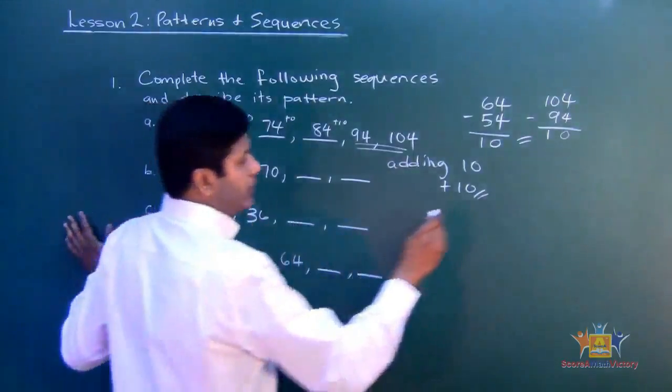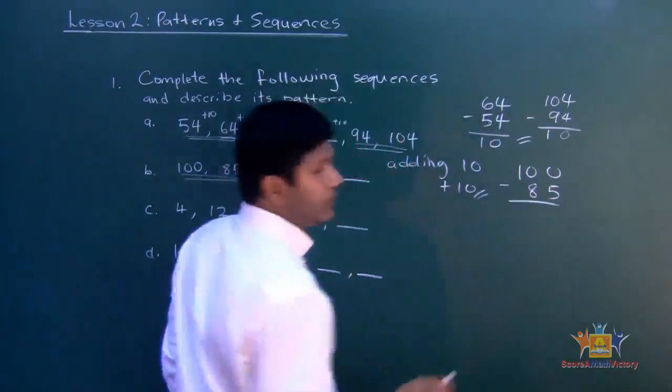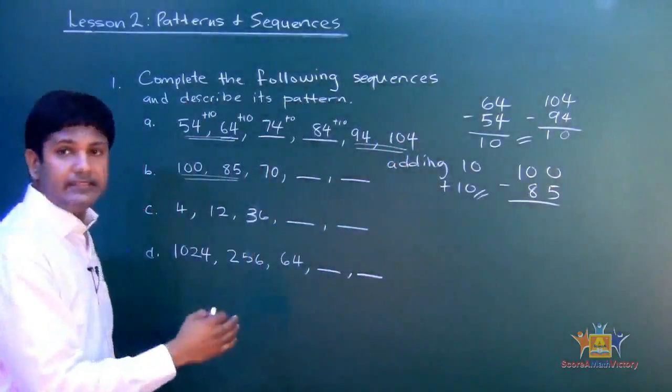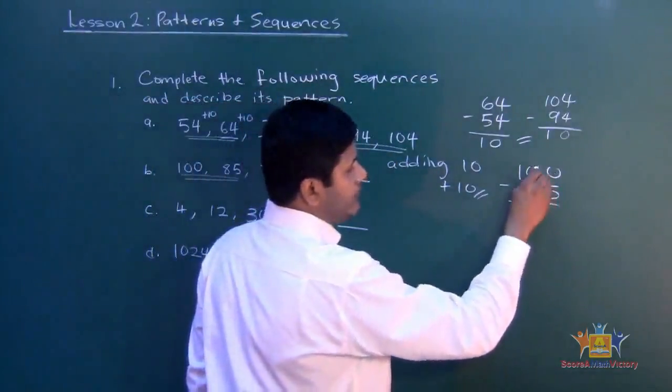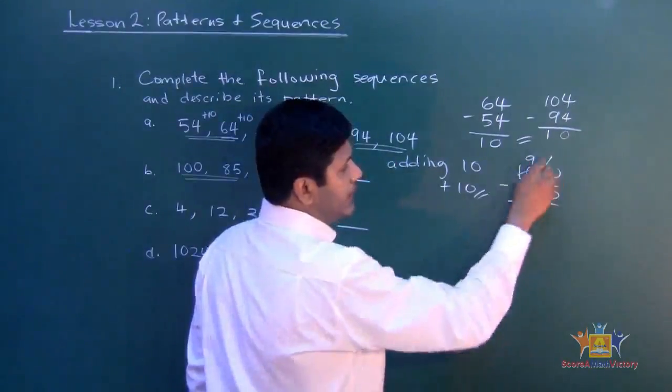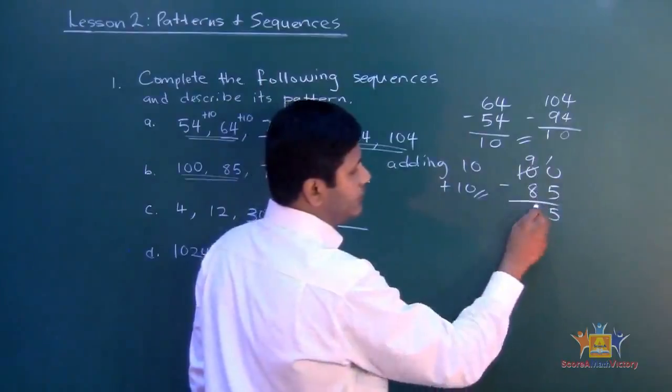In other words, we're going to take 100 minus 85. Let's say, for example, when I subtract this, 0 minus 5, I can't, so I have to borrow from 10. 10 becomes 9, and 0 becomes 10. 10 minus 5 is 5. 9 minus 8 is 1. So it's 15.